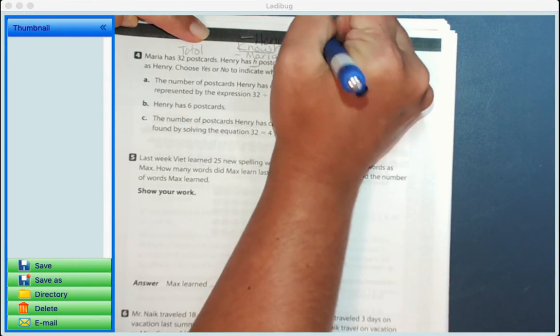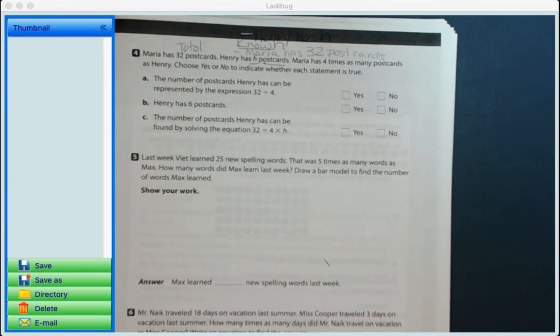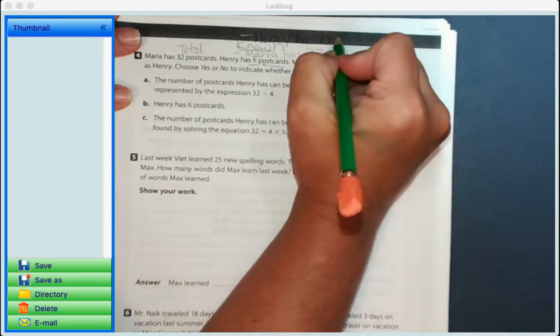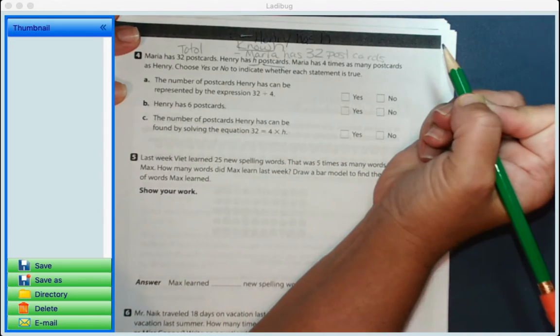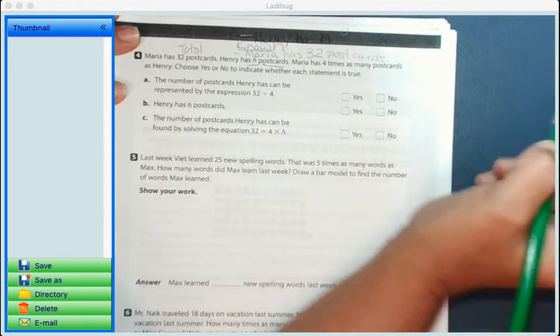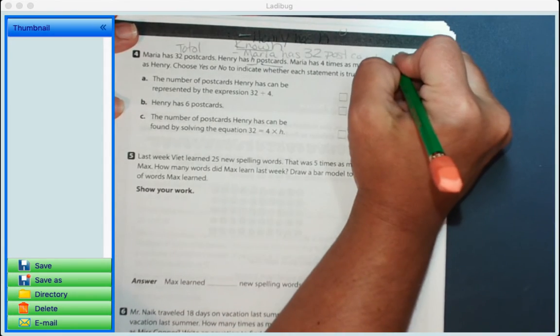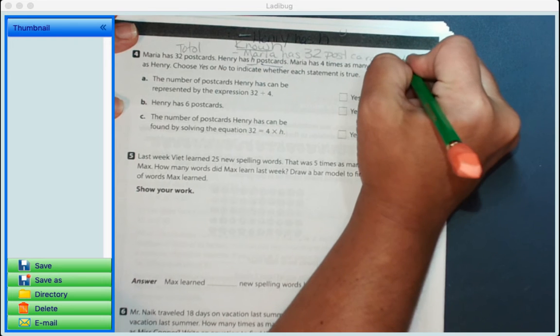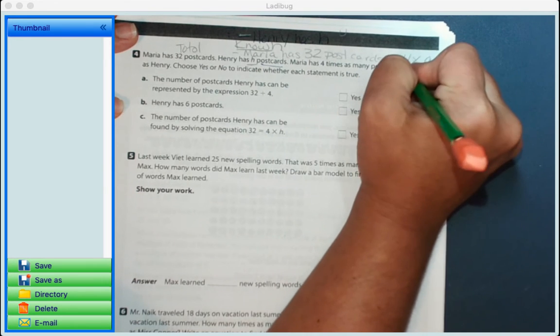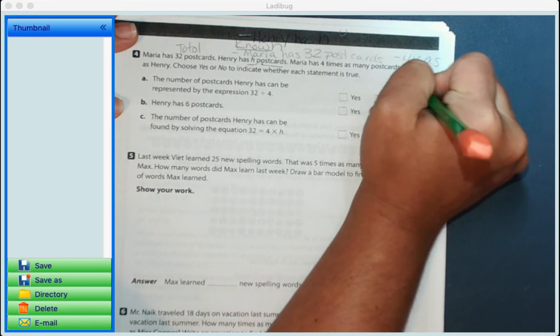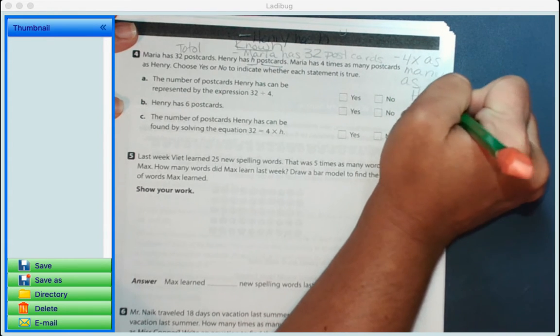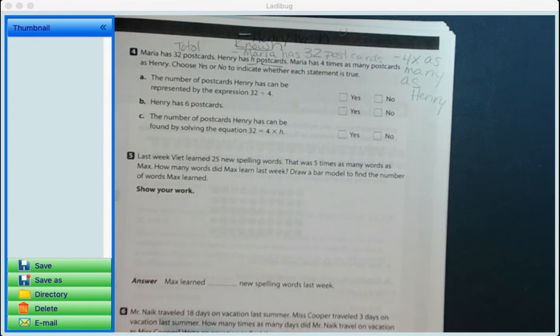Henry has H postcards. So we don't know how many Henry has. That's more of the unknown, even though it says it here in the known information. I would say Henry has H postcards would be the unknown. Maria has 4 times as many postcards, 4 times as many as Henry. So we know Maria has a total of 32 cards.